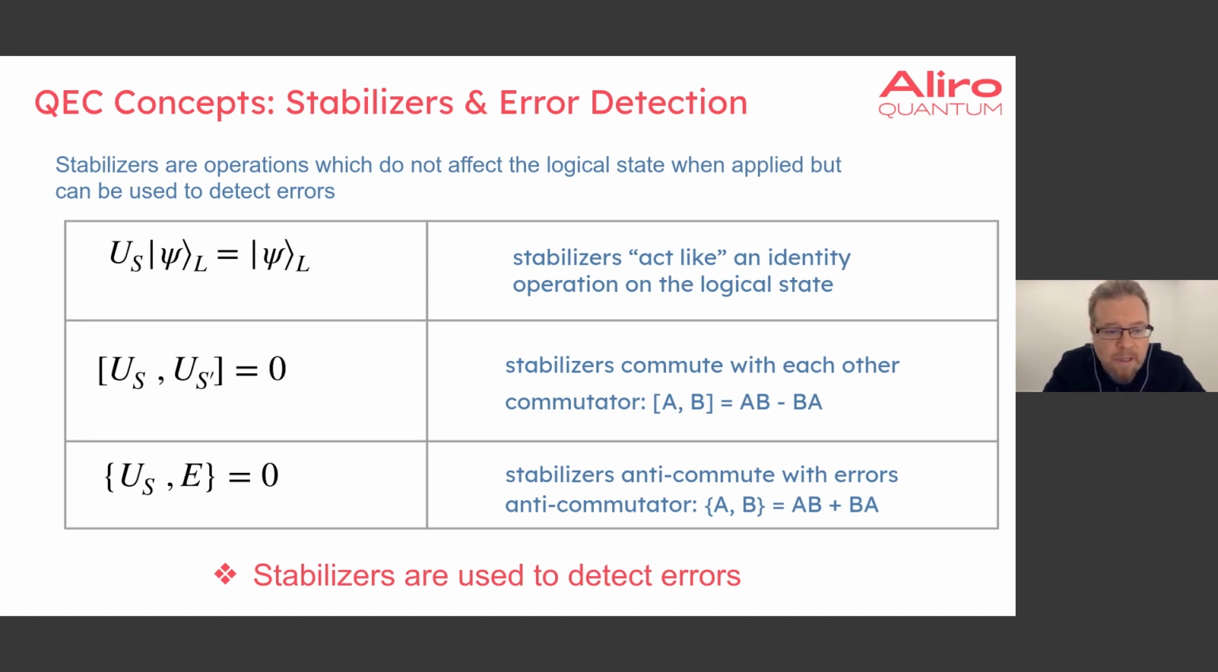And here's an important point. The stabilizers are chosen not only to leave the logical state invariant, but they anti-commute with the errors. So we choose our stabilizers such that the expected errors that we will see in the system will anti-commute with our stabilizers. The takeaway here is that our stabilizer operations are used to detect errors.